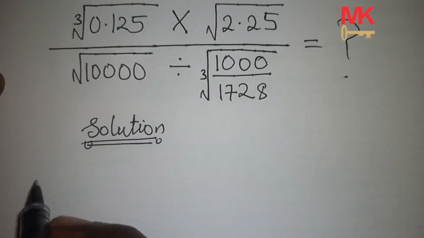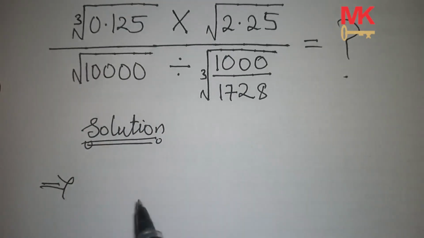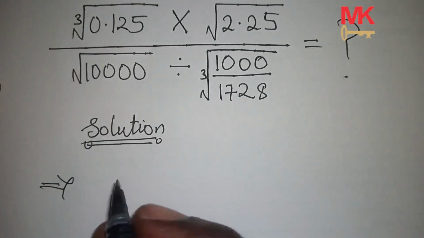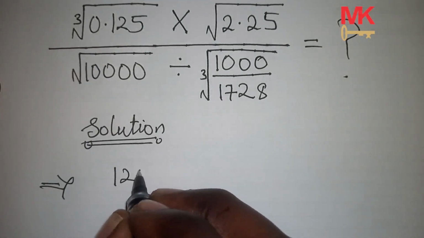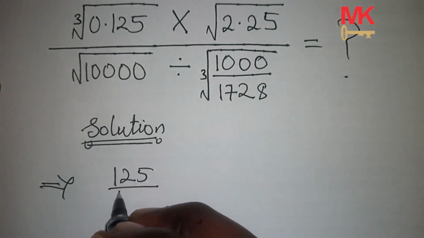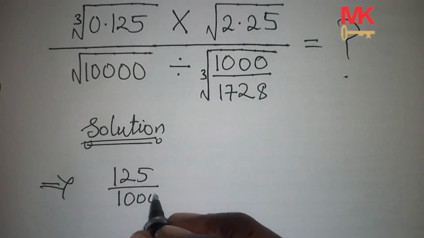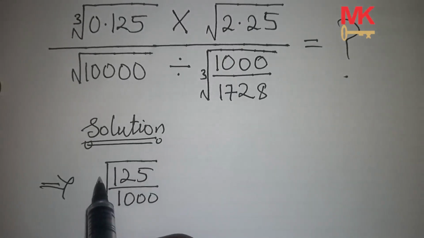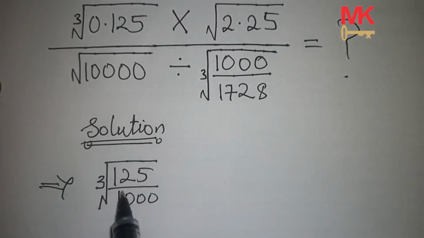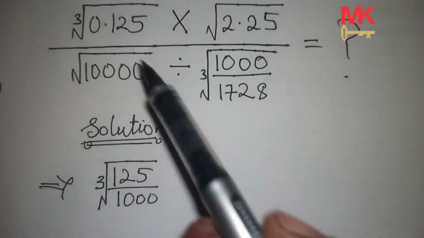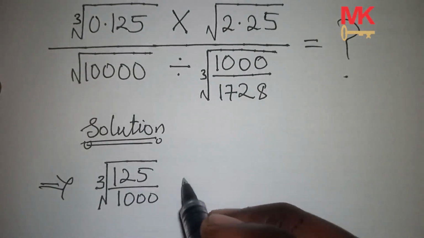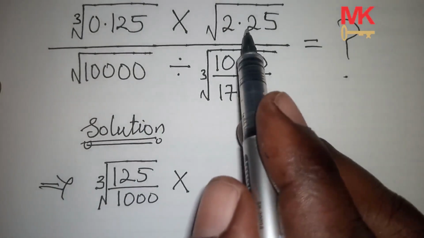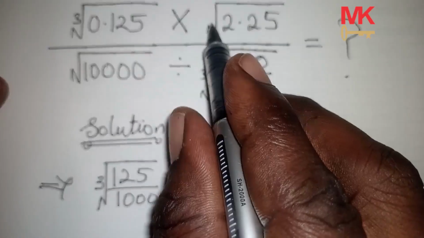So this implies, here we're going to have 125 divided by 1000, cube root. So this changes to a fraction from this, and then times the same thing will happen here. This is square root this time, square root.